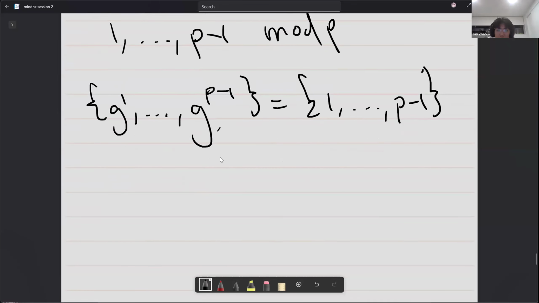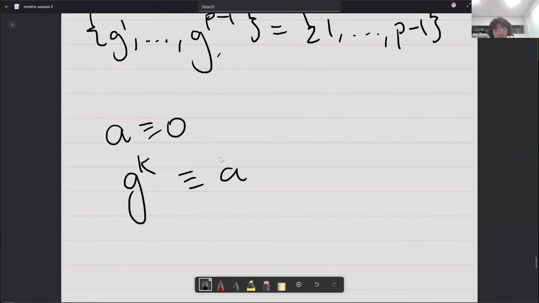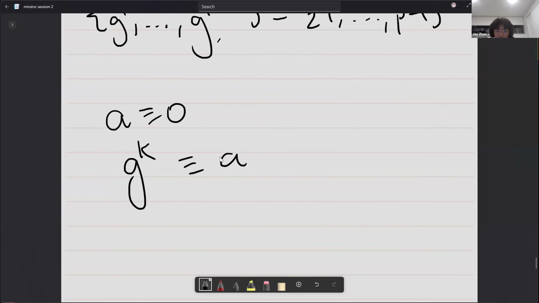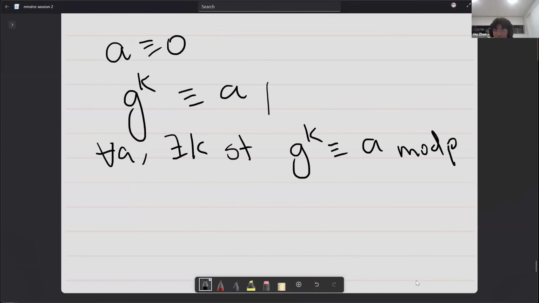What this also means is that for every number A which is co-prime to P, which means that it's not congruent to 0 mod P, there exists some power K of the generator which is congruent to A. So for all A, there exists K such that G to the K is congruent to A mod P. That's why the generator is particularly useful, because you can write every number as a power of the generator. That's pretty cool.